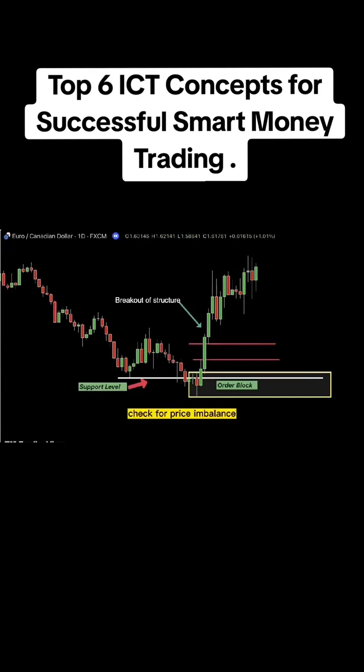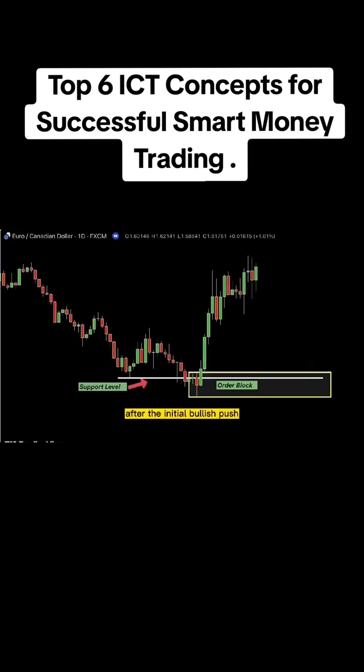Check for price imbalance. A clear fair value gap or price imbalance is left behind after the strong upward move. This gap further confirms that institutional buying caused the price to move aggressively, leaving unfilled orders that the market may return to fill.